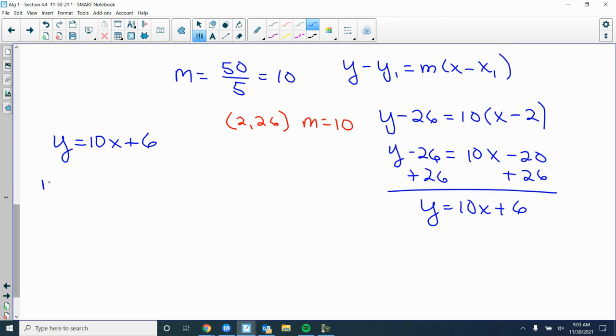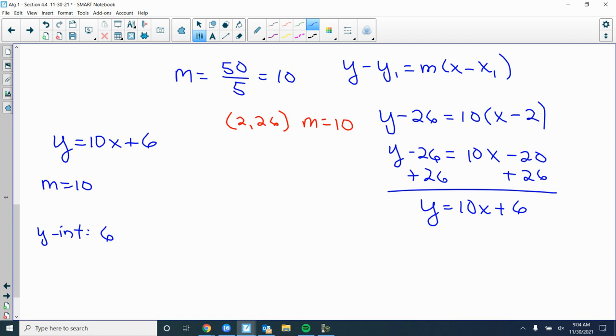I know the slope is 10, and I know the y-intercept is 6. What does that mean, though, according to the number of subscribers in the years since 2010? Any ideas here? What does the slope of 10 mean? Griffin? You get like 10 million subscribers a year. Exactly. That's exactly what it means.